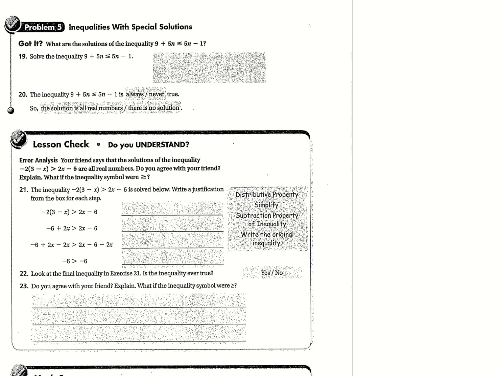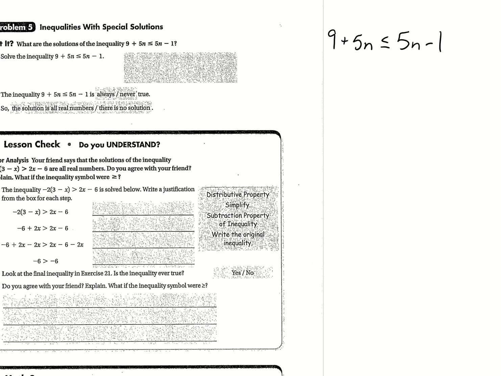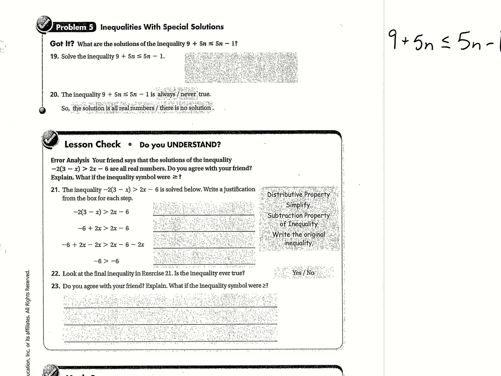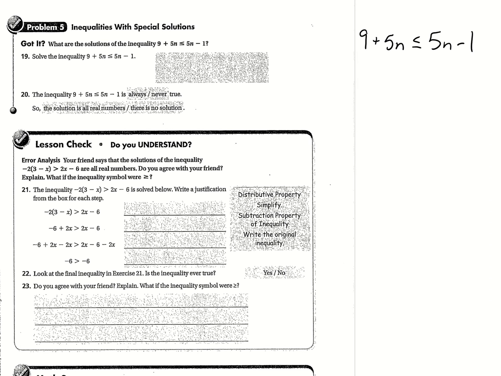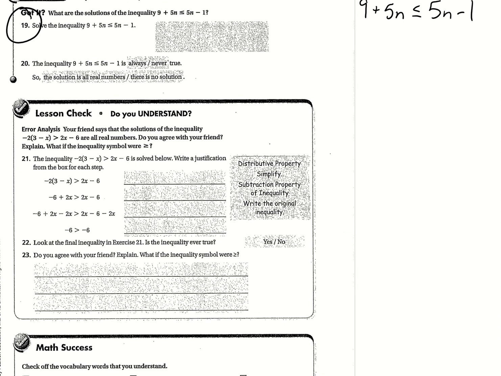Okay? All right, and then lastly, one more example for us to do together. We have inequalities with special solutions. So we've got 9 plus 5n is less than or equal to 5n minus 1. Once again, you'll notice this is the same as problem 4, except this one, you know what? I'm going to have you go ahead and do on your own. So go ahead and try number 19. See how it goes, and then we will look at it in class as well.